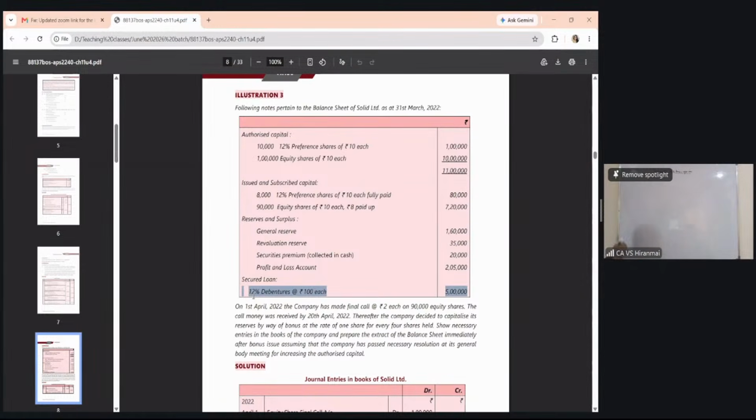How will I pass the final call entry? Already you have passed and I have told you. Share final call account debit to share capital. Please write the format very clearly. I am not writing it here. Write the narration also, when you're receiving the money.